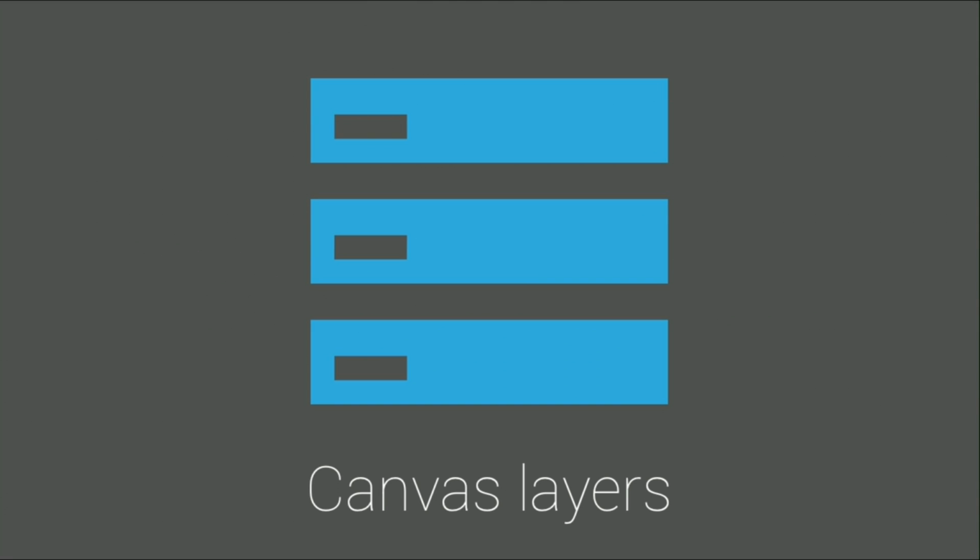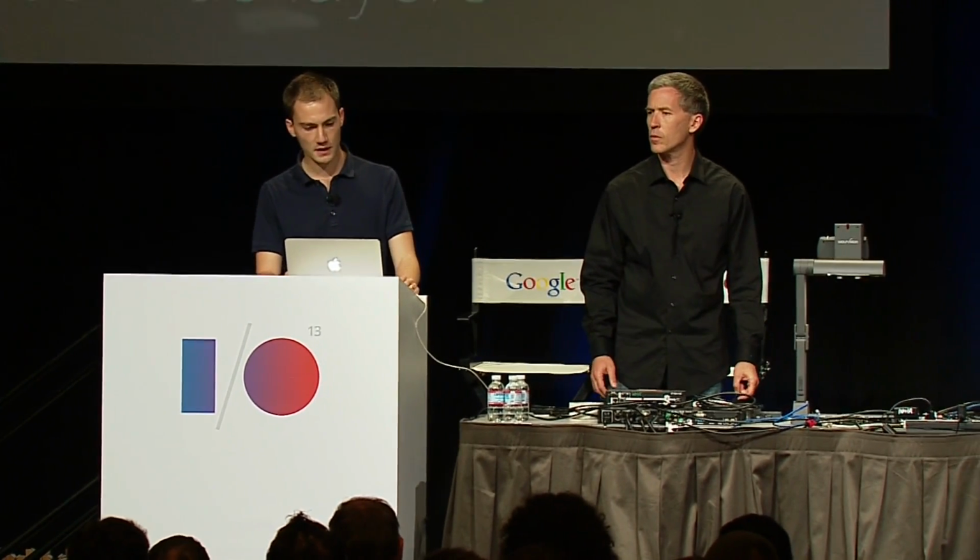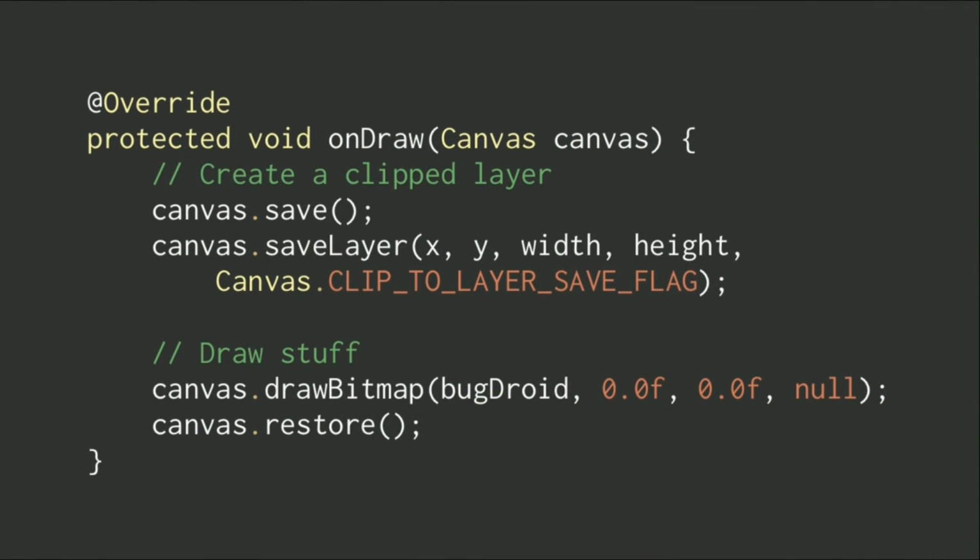Now we're going to talk a little bit about canvas layers. So this is the save layer API on the canvas class. We have two types of layers, and if you don't write custom code, they don't really matter to you directly. But we'll see why they do matter even when you write an application using only views.